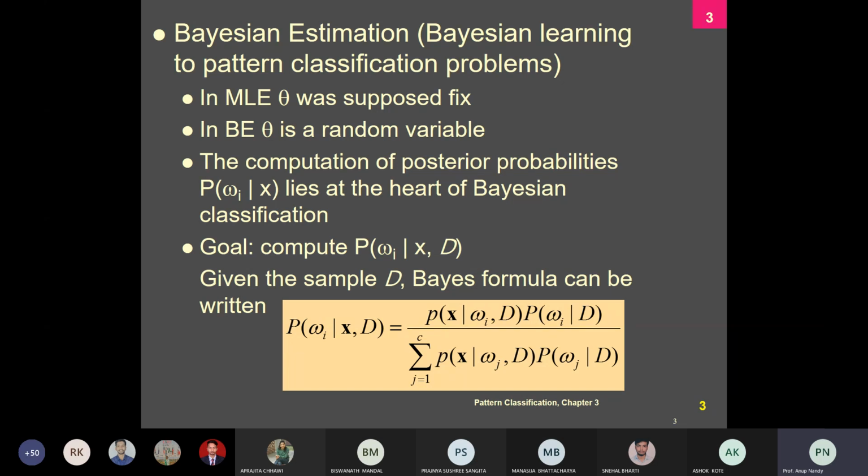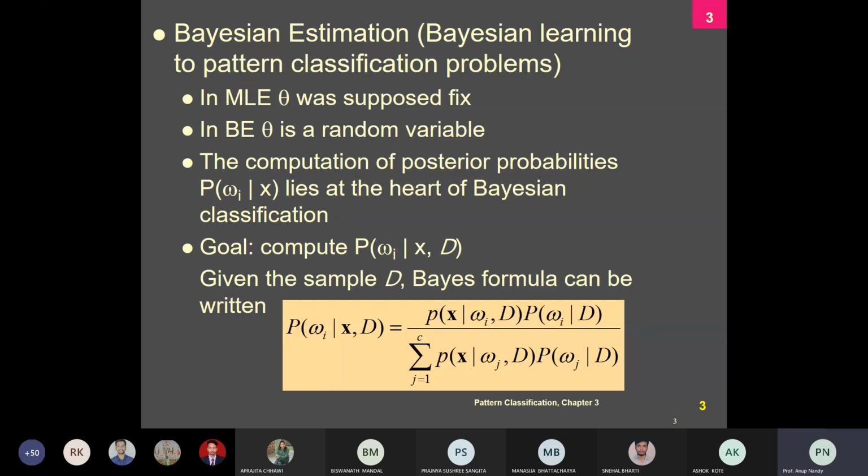Whenever the parameter theta has to be computed in the Bayesian approach, you apply the Bayesian estimate to compute theta. Capital D means the set of samples is given to you, and we emphasize the role of these samples. That is the main thing, and your goal is to use those samples to compute the posterior probabilities P(wi|x, D).